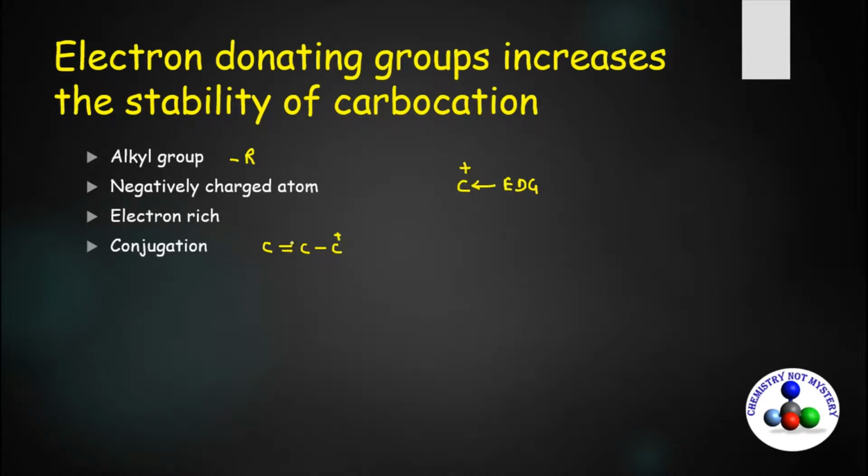For example, in vinylic carbocation, here carbocation is in conjugation with a double bond. It stabilizes carbocation by resonance. Lewis bases like NH2, NR2, etc. OH group, OR group.